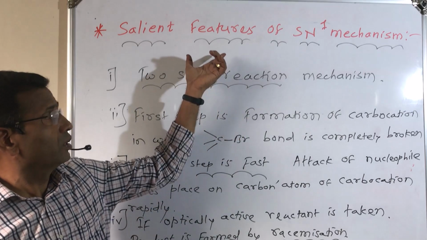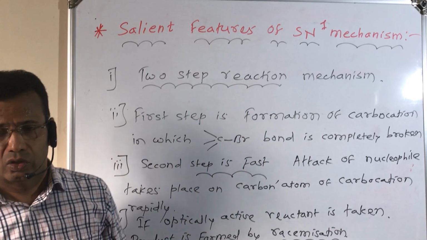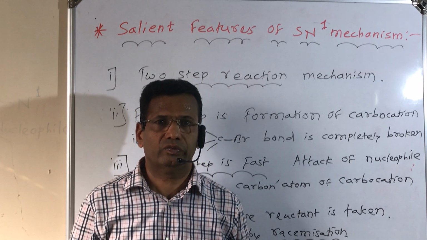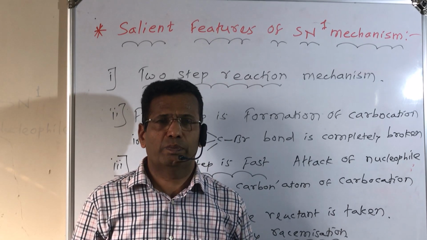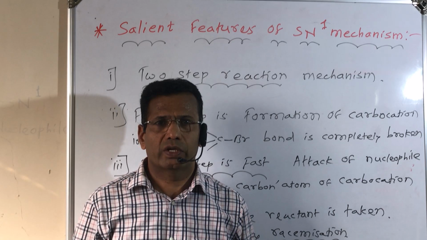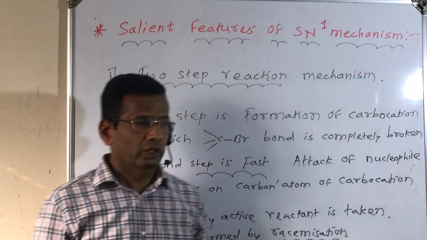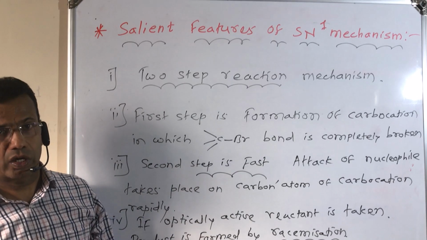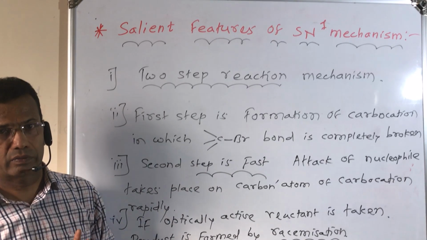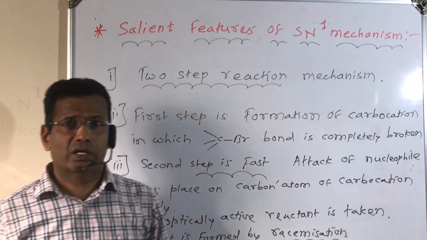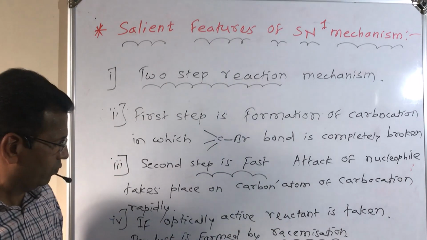So on this salient features, 2 marks question will be asked in the board examination. Write that question. Explain salient features of SN1 reaction. 2 marks. There are 4 salient features, for each there is half mark. And in MHT CET examination, question will be asked on 4th point.